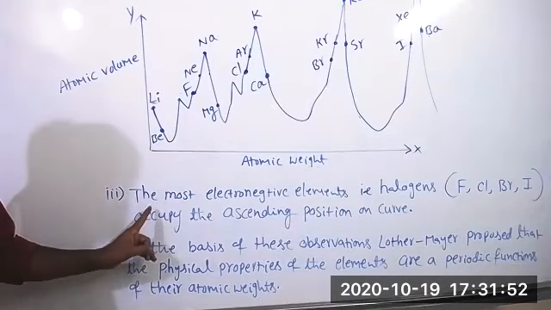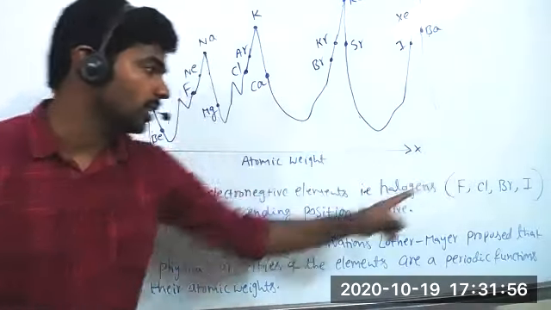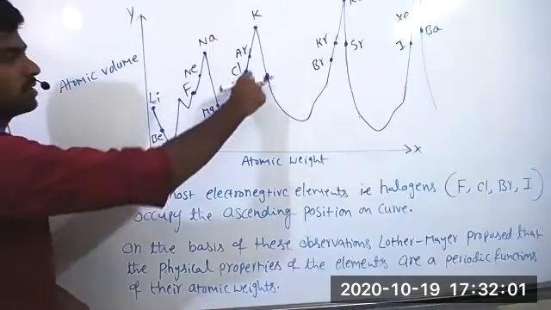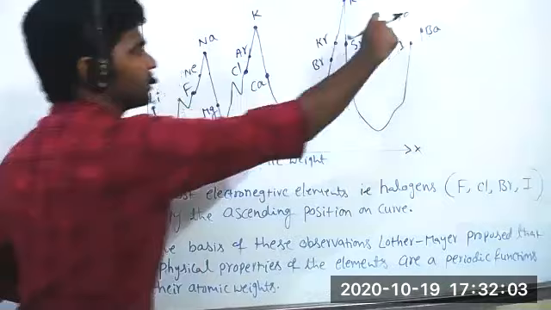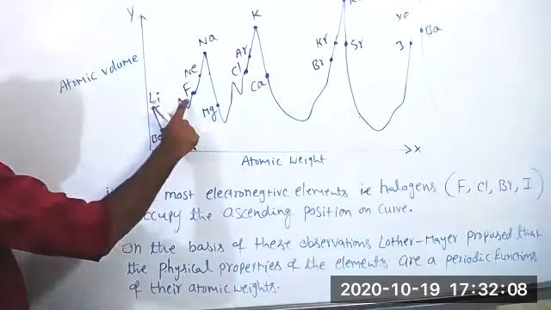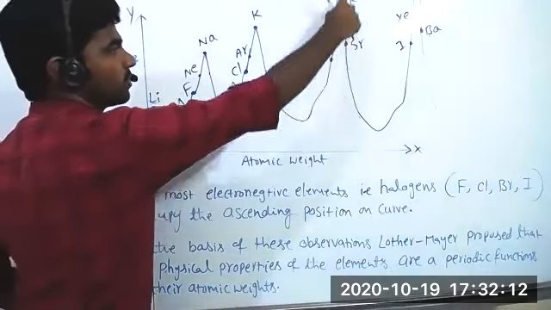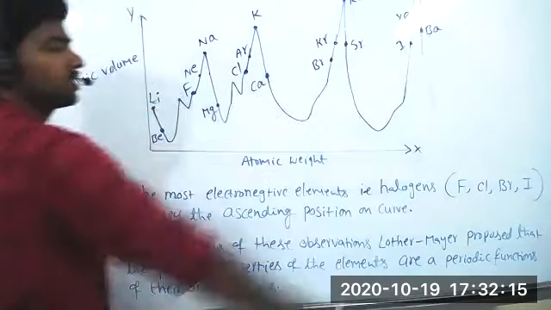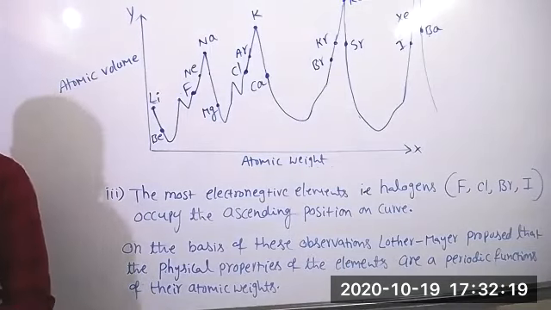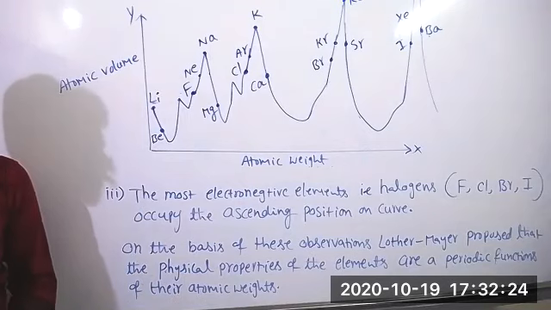Okay, you can see in the last point, the third point, the most electronegative elements, halogens: fluorine, chlorine, bromine, iodine occupy the ascending position of the curve. So this side is the ascending position. You can see fluorine here in ascending position. Chlorine next, also ascending. Bromine here, ascending. Iodine also at ascending position. Okay, this is about the Lothar Meyer theory. His generalization is correct, but the periodic table he gave is not correct.